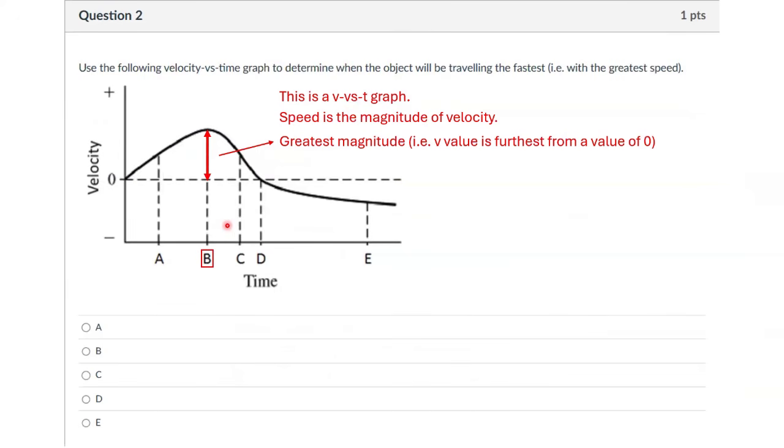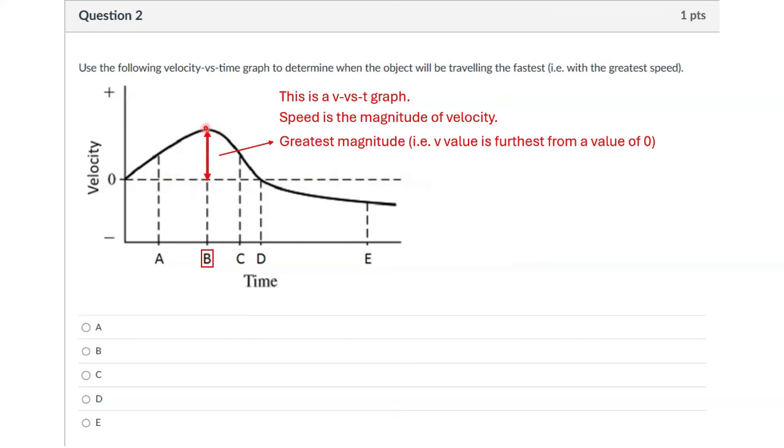Question 2, more graphical analysis, but now we're putting it together with kinematic definitions a little bit more. So this one says, use the following velocity versus time graph to determine when the object will be traveling the fastest, i.e. with the greatest speed. So this is a velocity versus time graph. Speed is the magnitude of velocity. That means speed will be greatest when my value of velocity is furthest from the value of zero.